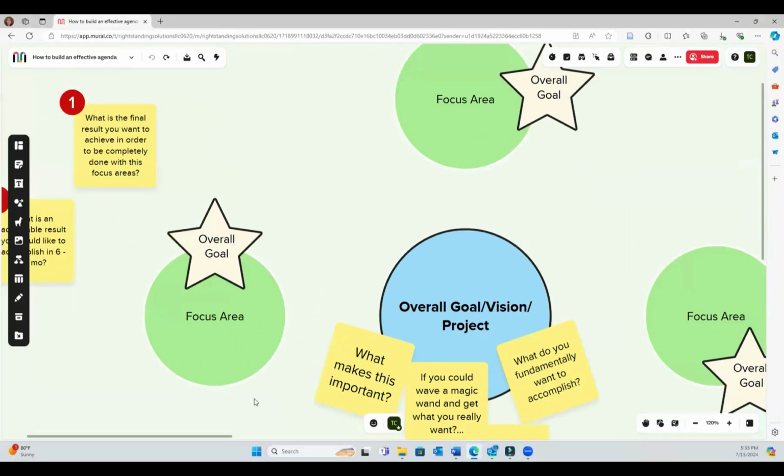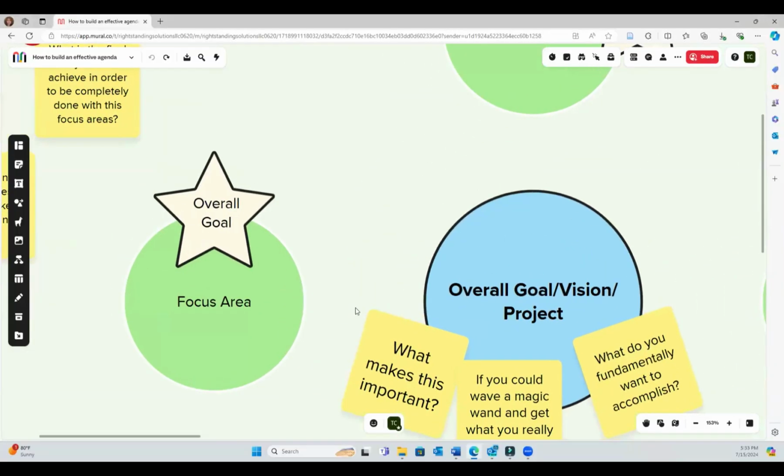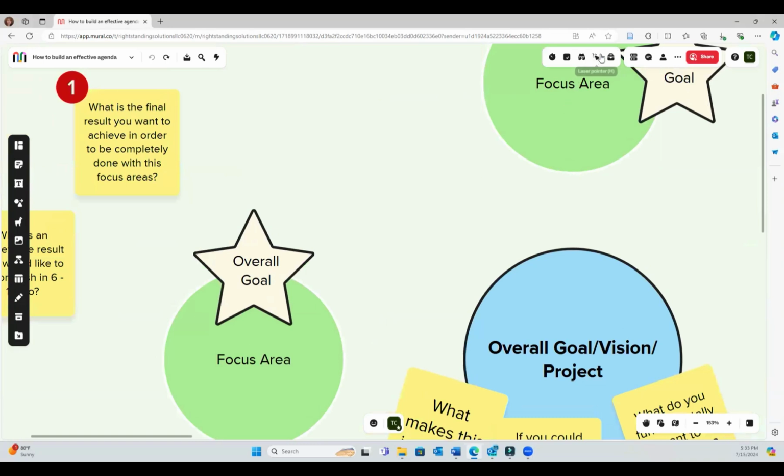Once the focus areas have been called out, then it's time for you to actually call out an overall goal for each focus area. And you're going to do that by asking yourself 1 to 2 questions. The first question every leader in whatever position you're in needs to ask themselves: what is the final result that you want in order to be completely done with that focus area?